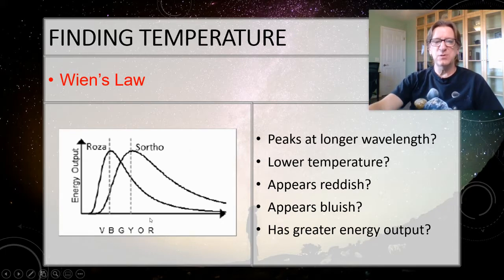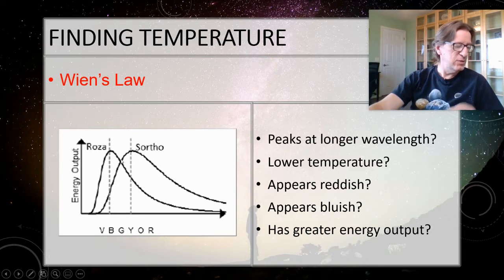All right, well, you might say, well, neither one of them peaks in red. That's true. However, Sortho peaks closer to the red than Rosa does. There's only two colors, so we say that this is a red star. And then if you look at the longer wavelength, this has the longer wavelength, so it's reddish. That's this question here. Skipped one here, forgot the lower temperature.